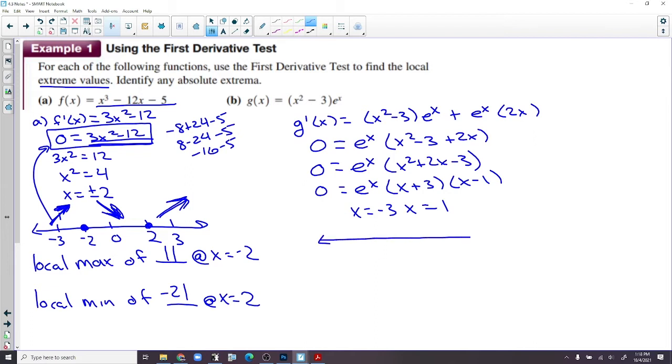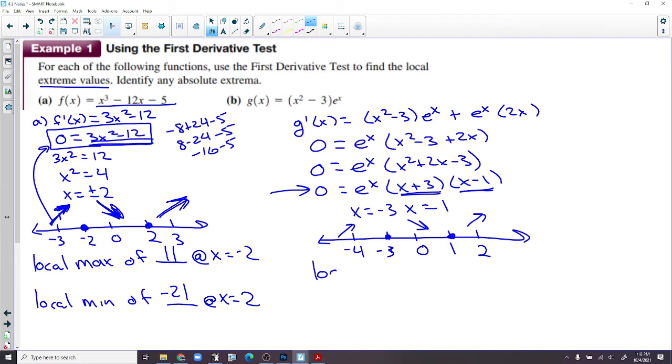Let's put that on a number line. Oh yeah, we have negative 3 and 1. So there's potential mins and maxes. Negative 4, 0, and 2 is what we'll test. If we plug negative 4 back into the first derivative, how about we plug it in right there? Negative times a negative is a positive. If we plug 0 in, positive times a negative is a negative. And if we plug 2 in, positive and a positive is a positive.